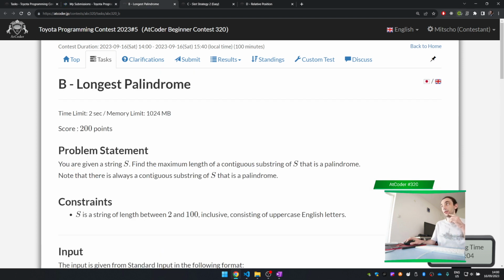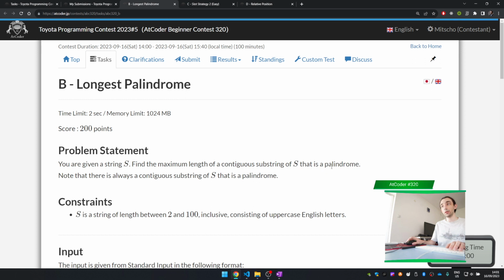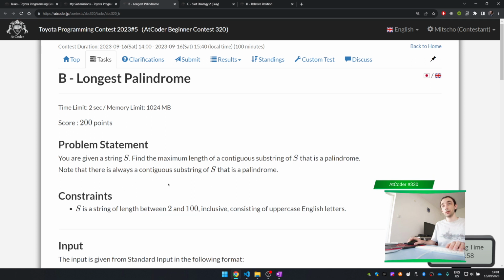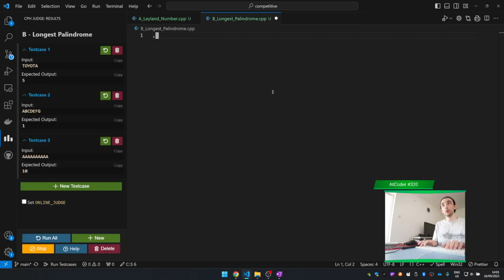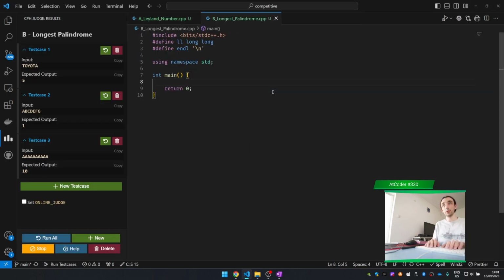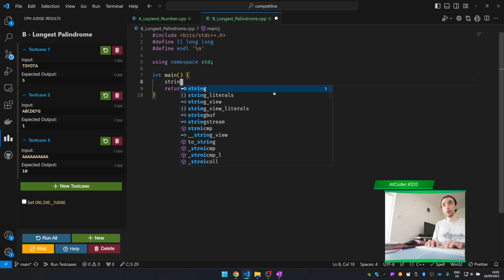Okay, longest palindrome B. You're given a string S, find the maximum length of a continuous substring that is a palindrome. Because the string is very small, we can just iterate over all possible substrings and find the biggest string that is a palindrome. So let's just read the string S.